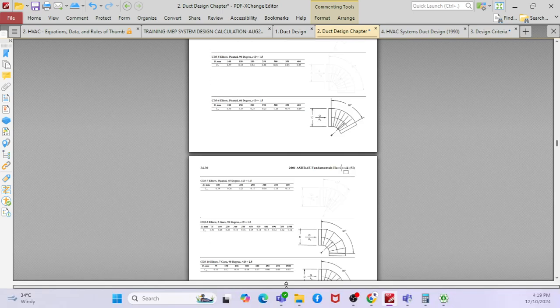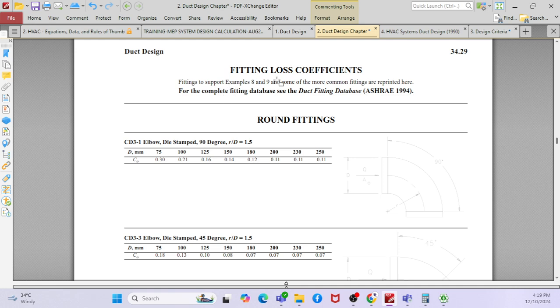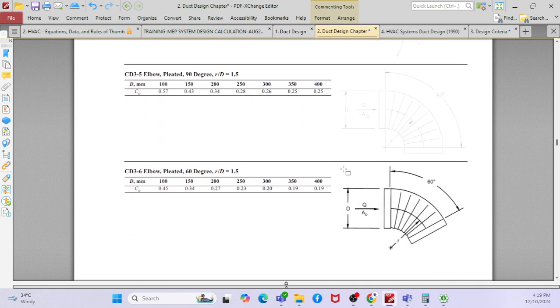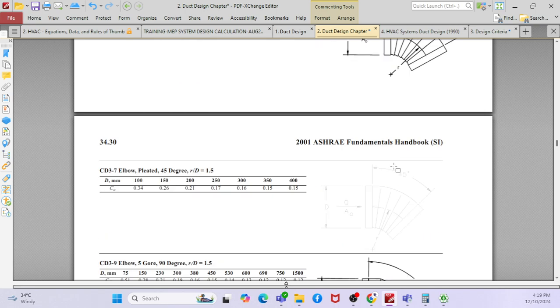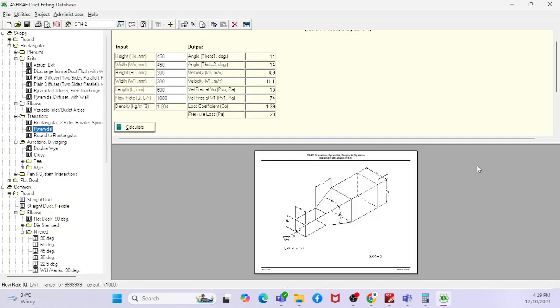See, for example, here, this is the fitting loss coefficient for the elbow based on the diameter and the angle. But these angles are more like C0. Oh yeah, understood. For a 90 degree bend, you don't need to use this one. This is just for you to understand, because everything is covered in the duct fitting database.